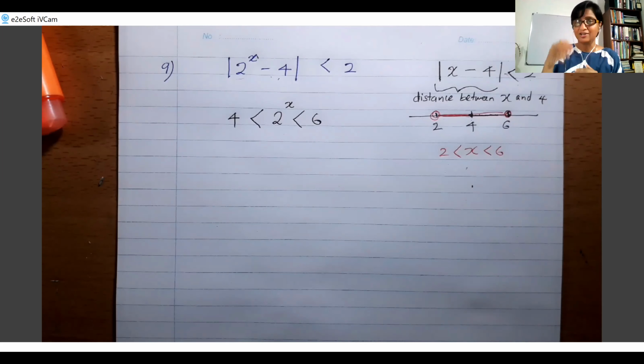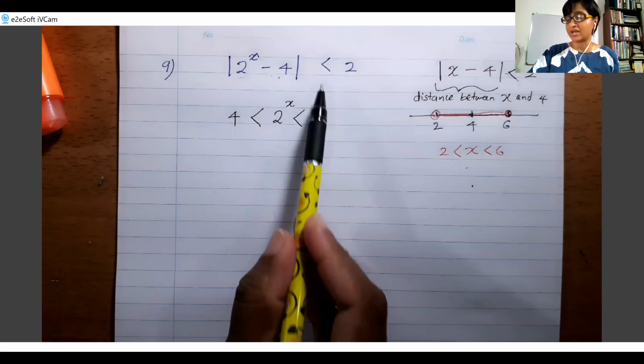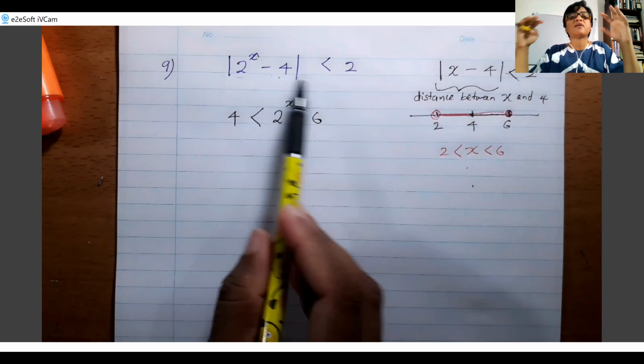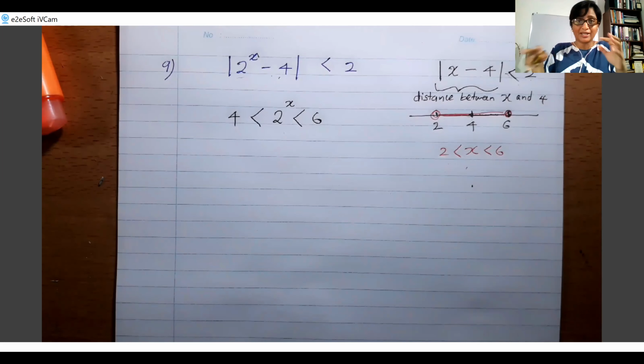X is in the power. Now you use your logarithms to bring the x down. So you can take log throughout the inequality. Now in an equation you have only 2 sides. This is a single inequality. In a single inequality you have 2 sides. This is a double inequality. You have 3. I can't call them sides. You have like three regions, right? 3 parts. So I take log on each part.